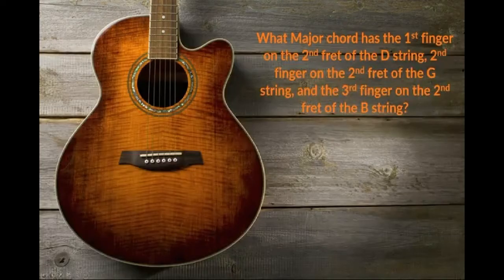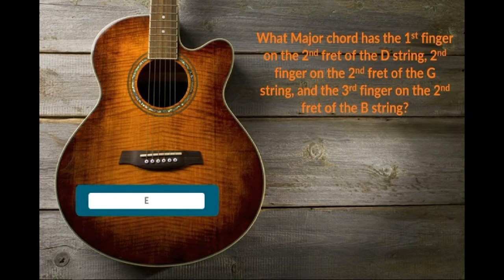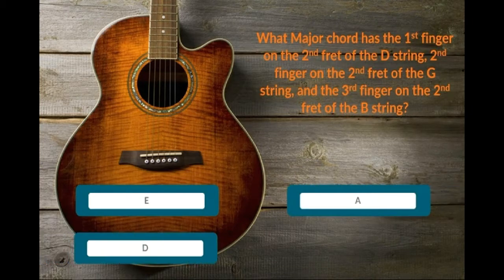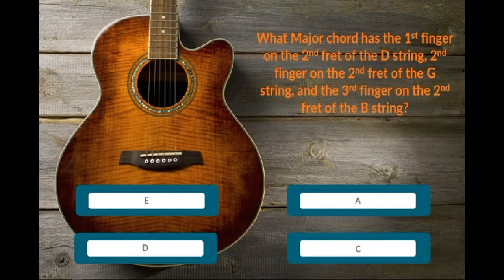So with all the chords, you want to make sure you have that little angle. All right, so what major chord has the first finger on the second fret of the D string, second finger on the second fret of the G string, and the third finger on the second fret of the B string? Is it the E chord, A major, D major, or the C major?